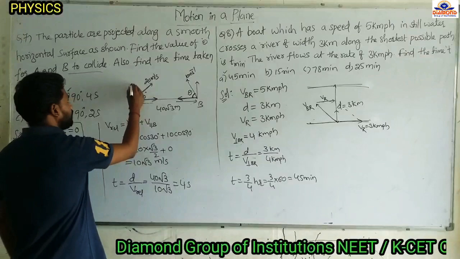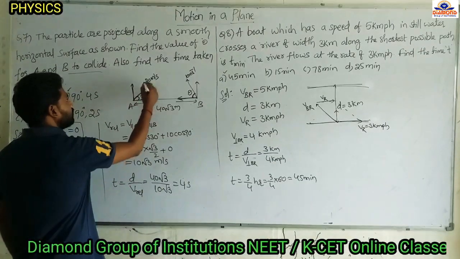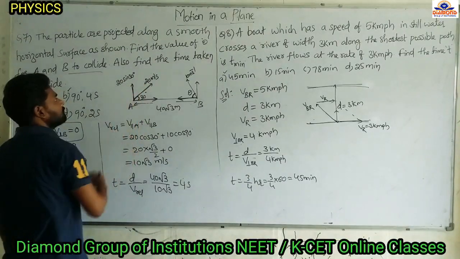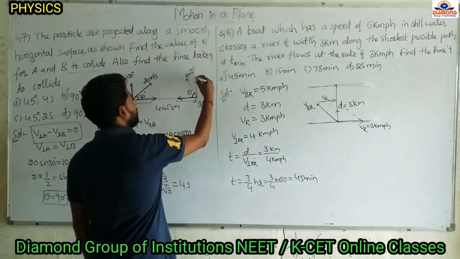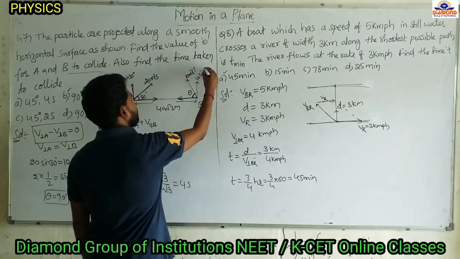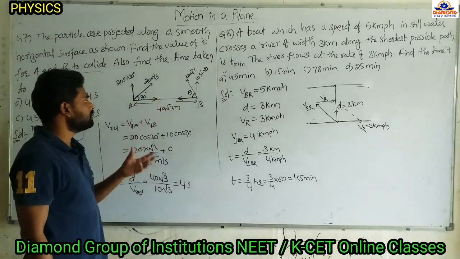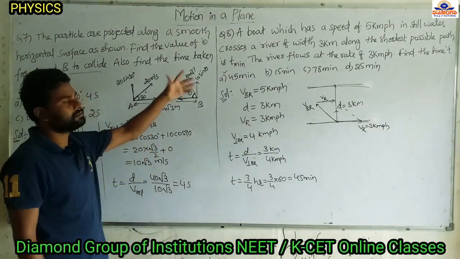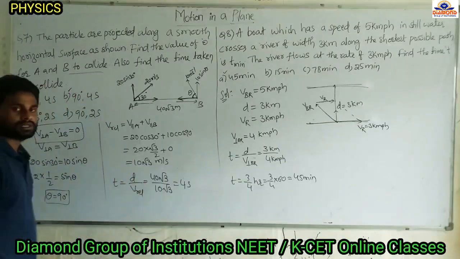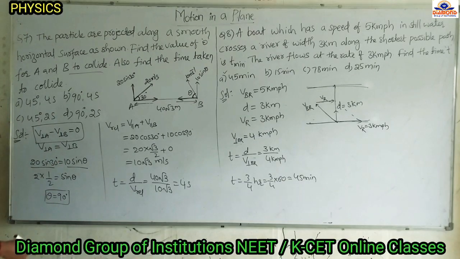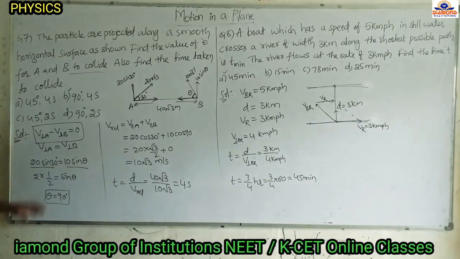So the perpendicular or vertical component for this one, 20 meters per second, is nothing but 20 into sine 30 degrees. For here also, 10 into sine theta. Now I am substituting the perpendicular components, equating 20 sine 30 equals 10 sine theta. Otherwise, since the horizontal components are responsible for the collision, you can just equate the perpendicular components, that's also okay. So I am equating 20 sine 30 equals 10 sine theta, the perpendicular or vertical components.